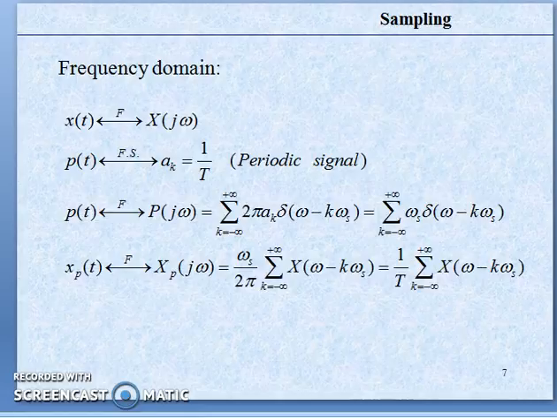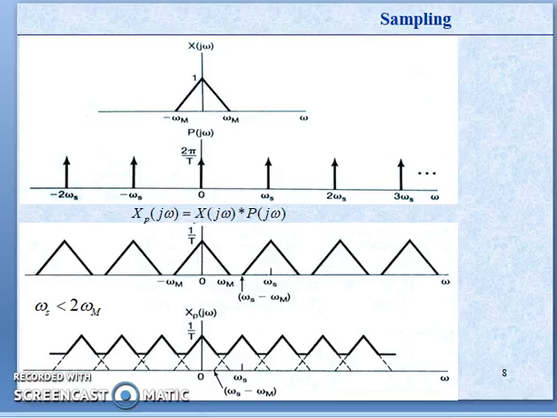When you observe Xp of j omega, the spectral replicas of X of j omega are shifted by omega s, where omega s stands for the sampling frequency. And these terms are available from minus infinity to plus infinity, which implies that sampling in the time domain introduces periodicity in the frequency domain. Let us understand this concept with respect to a spectral analysis.